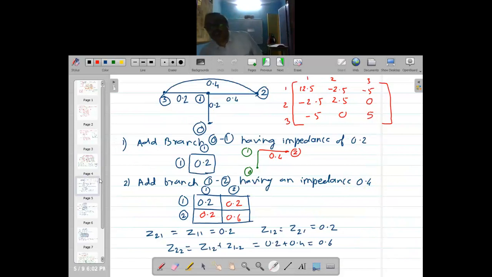Now, this is one small example that we are taking. We have a graph of the network. The impedances of these branches are shown here.